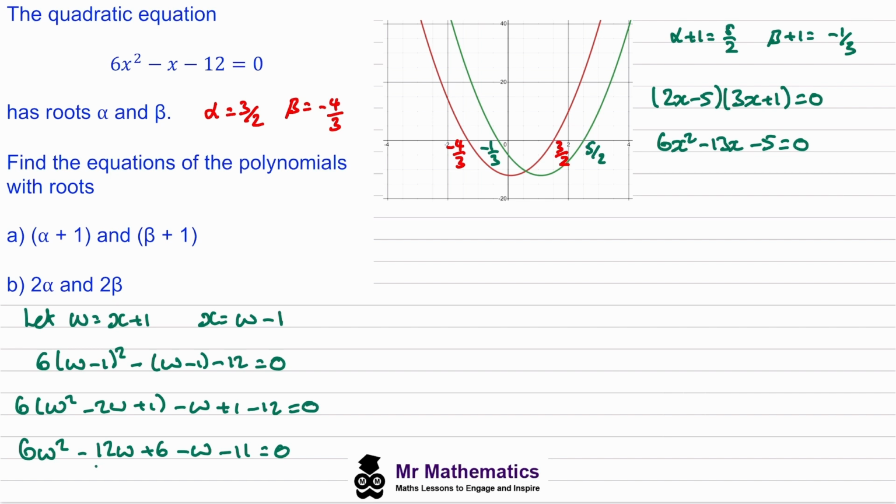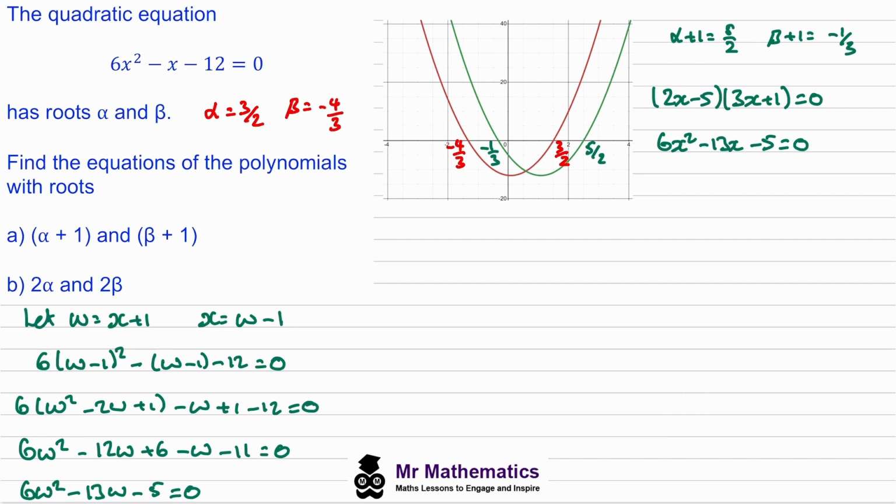We can tidy this up by collecting the w terms together, so we get 6w squared minus 13w, and positive 6 take away 11 gives us minus 5. And you can see that this is the equation that we were expecting here. Okay? And it is this method which is much simpler when we have equations with higher powers. So in part B, we've been asked to find the equation of a polynomial with roots 2 alpha and 2 beta. So perhaps you want to try this question yourself. You can pause the video, and when you come back, we'll go through the worked solution.